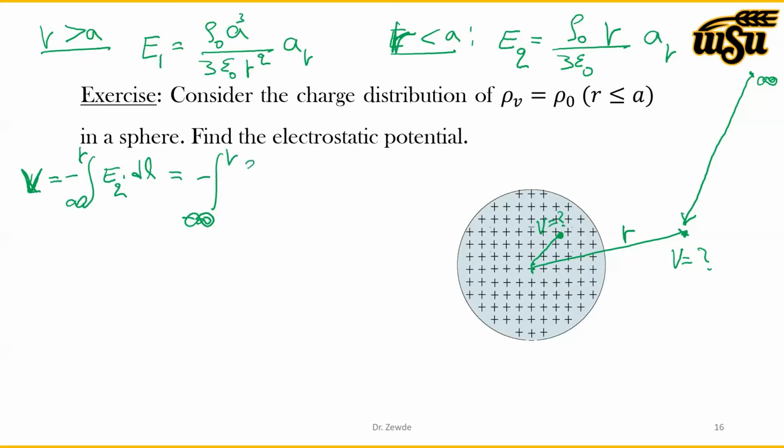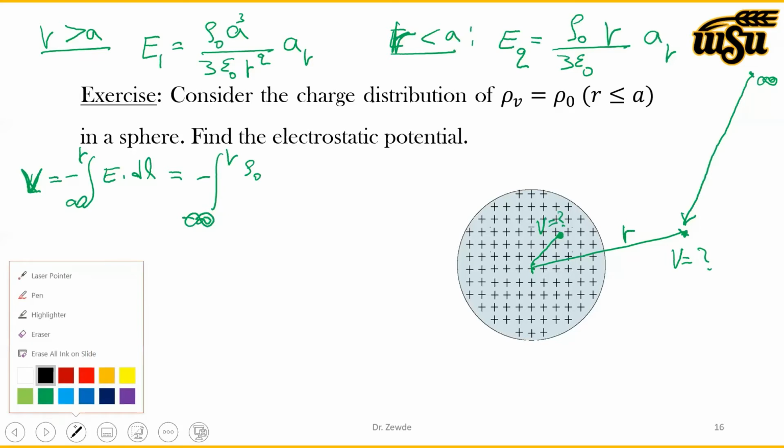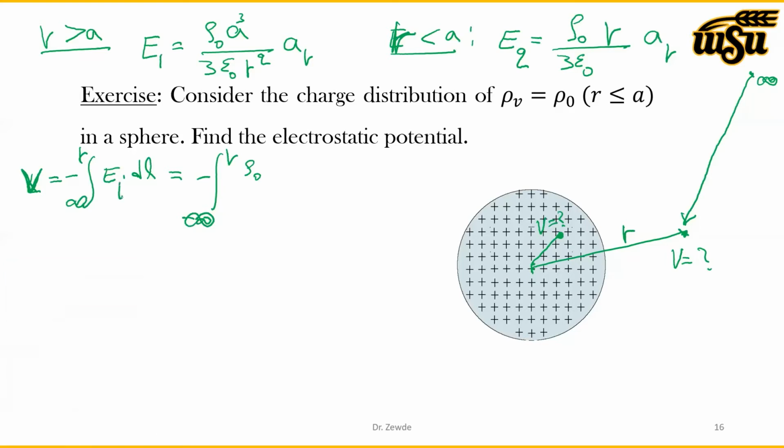E2 is given as rho naught R. Sorry, it's not E2, it's E1. There is a typo here. So let me erase. It's not E2, it is E1. E2 is for inside the sphere, E1 is for outside the sphere. So it should be E1, which is rho naught A cubed over 3 epsilon naught R squared.